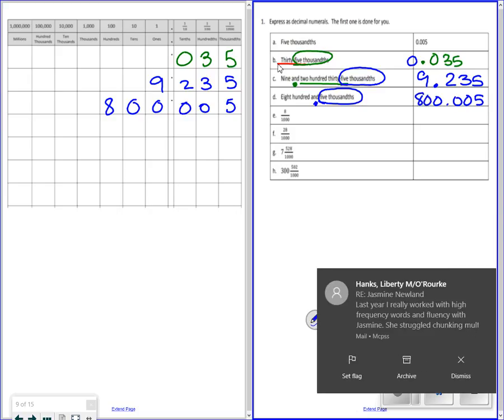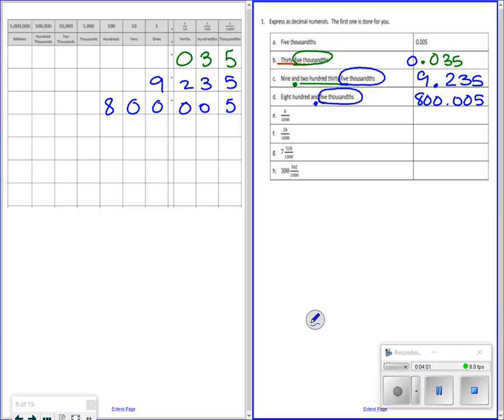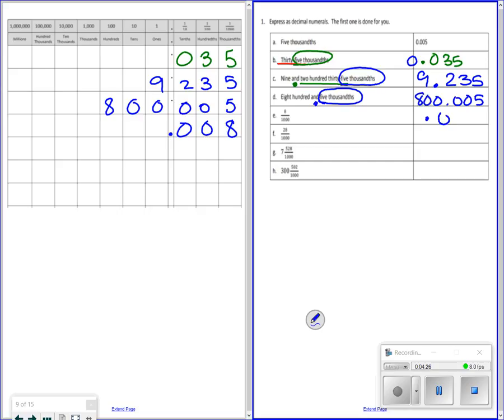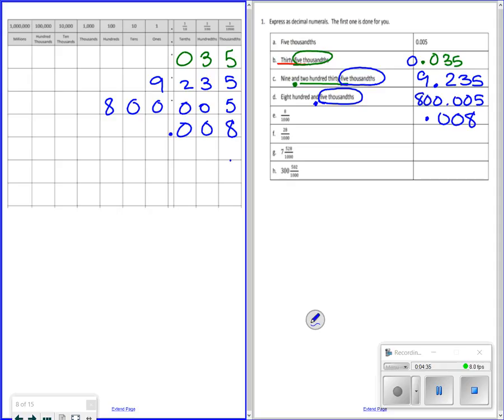8 thousandths. 8 thousandths. So look for the fraction with the thousand. 8 goes there. No gap. 0, 0. Again, fraction with 1,000 in the denominator, so my number goes here. The last number is an 8. 28.